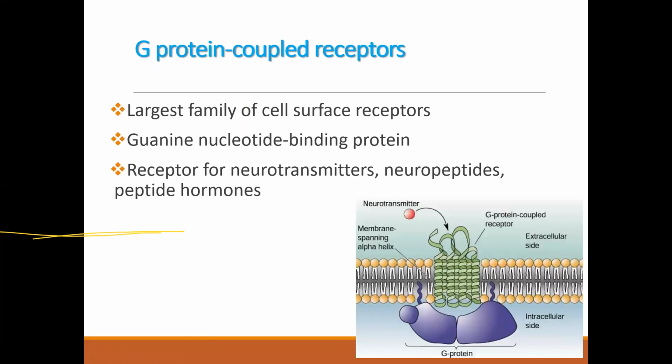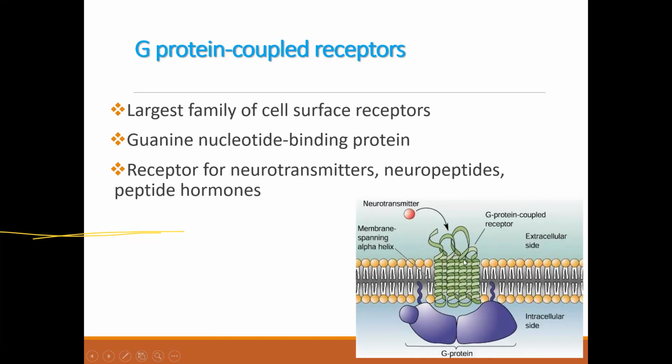Okay, we start from G protein coupled receptor. This is the largest family of cell surface receptor. G protein coupled receptor is a guanine nucleotide binding protein. It is the receptor of neurotransmitters, and also the receptor of neuropeptides and peptide hormones. Therefore, that's why the G protein coupled receptor is the biggest cell surface receptor, because it is the receptor of almost all the signaling molecules.